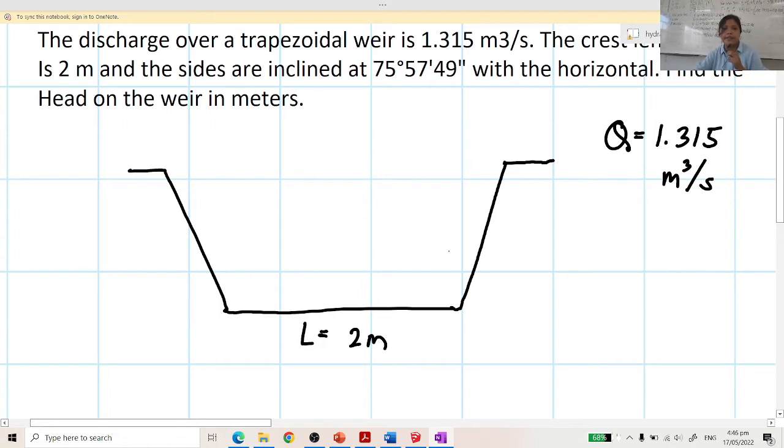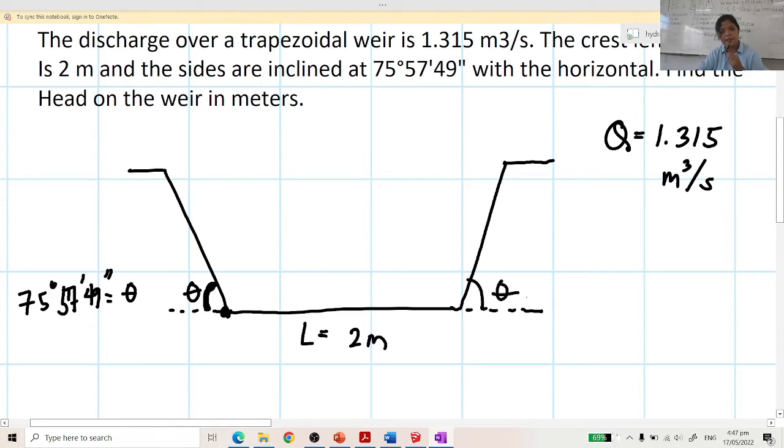And then, sides are inclined. So, yung inclination daw nito is given as theta is equal to 75 degrees 57 minutes 49 seconds with the horizontal. So ito yung horizontal, yung x. Ito yung reference point mo, yung angle of inclination from horizontal to this part, yun yung theta. Pareho lang din siguro yan dito sa kabila. So, that is theta. Find the head on the weir in meters.